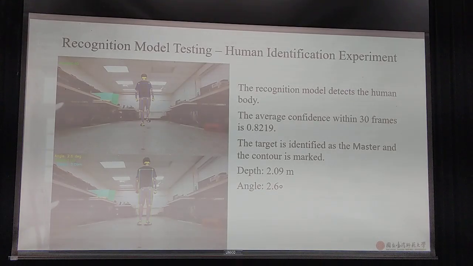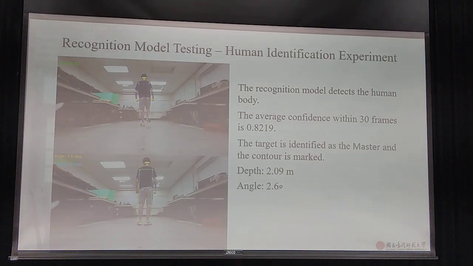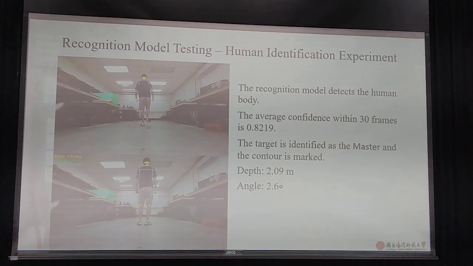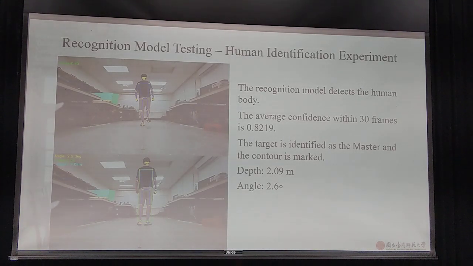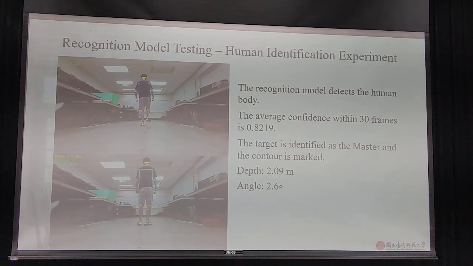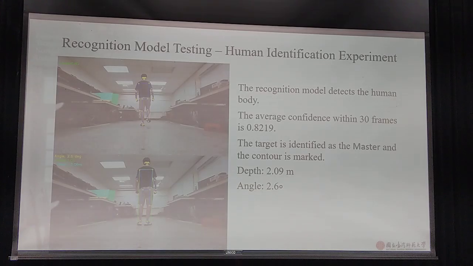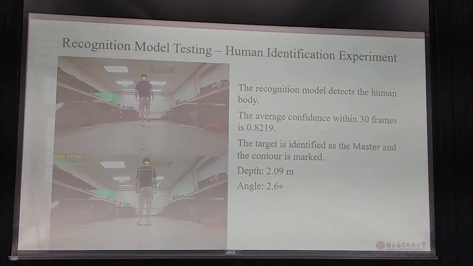The recorded information includes distance and angle, such as a distance of 2.09 meters and an angle of 2.6 degrees. This information provides the system with the target position.